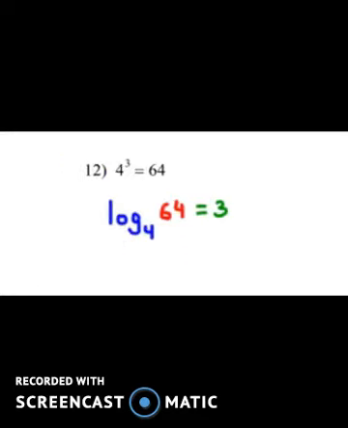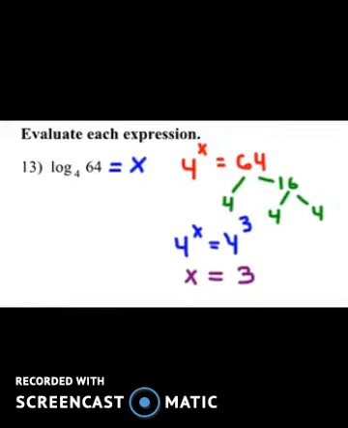In problem number 12, my base is 4. So I have log base 4 of 64 equals 3. Go back, check. 4 to the third power, 4 times 4 times 4 is 64. So that's correct. So in problem number 13, we're going to evaluate.